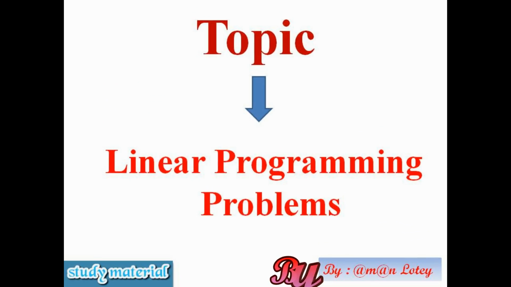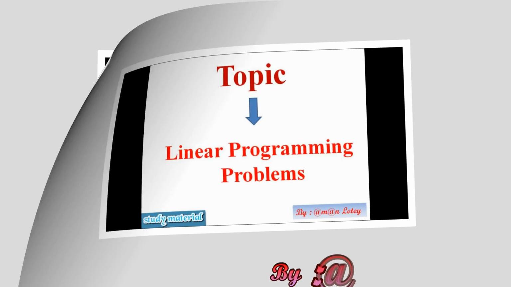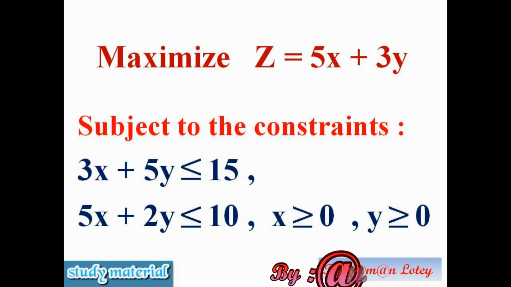Today we discuss the topic of how to solve linear programming problems. Let us take an example. The linear function z equals 5x plus 3y, which is to be maximized, is the linear objective function of the linear programming problem, which is subject to some constraints: 3x plus 5y is less than or equal to 15, 5x plus 2y is less than or equal to 10, x is greater than or equal to 0 and y is greater than or equal to 0.